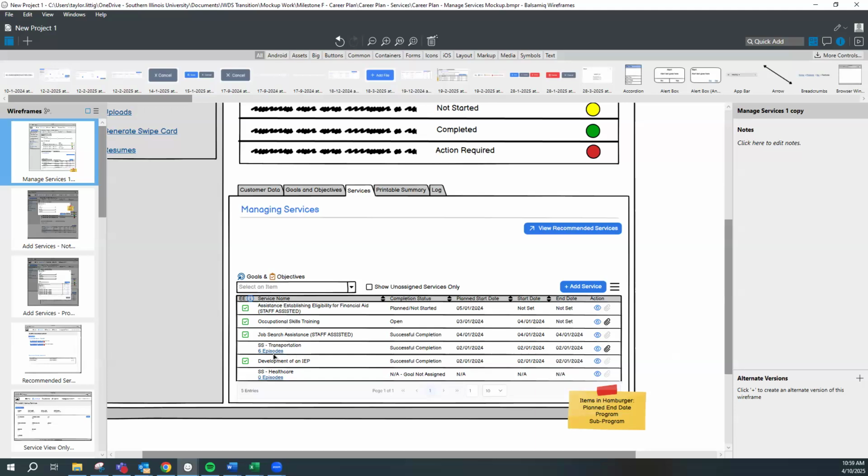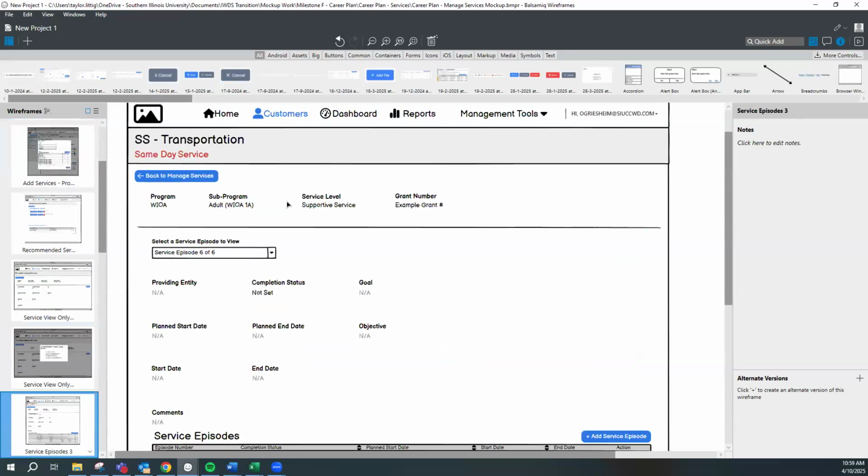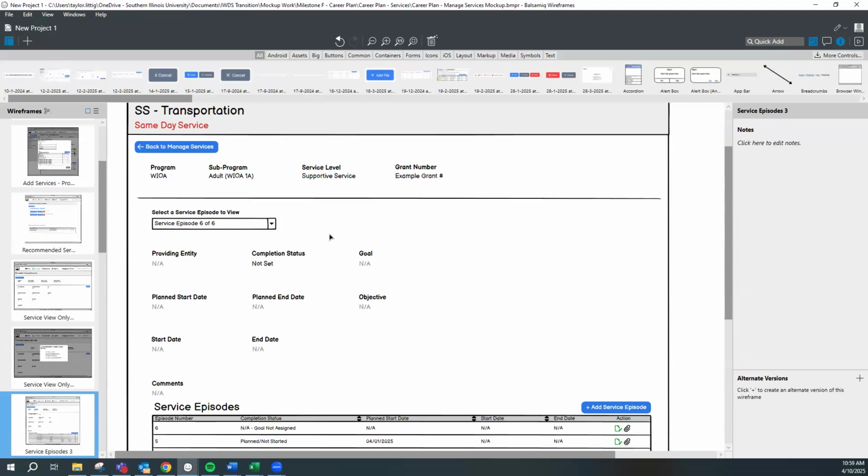So you'll be able to click on that and it'll take you right to the episodes, or you can also click the view button over here and it'll take you there as well. When you go into transportation and you see those episodes, the view page is going to look a little different.